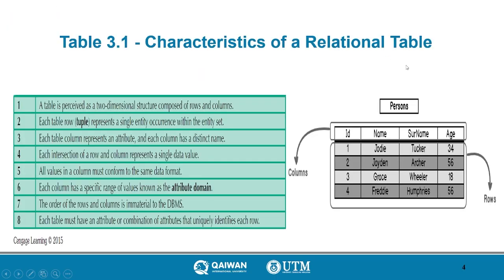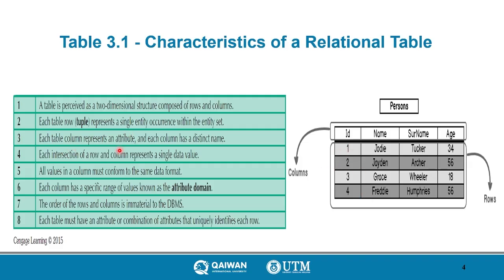Now, characteristics of a relational database. First, a table is perceived as a two-dimensional structure composed of rows and columns. That is correct. These are the columns, these are rows. Each table row represents a single entity occurrence within the entity set. Well, that's correct. 1, 2, 3, 4. There is no 1, 1, so it is only a single entity occurrence that is happening.